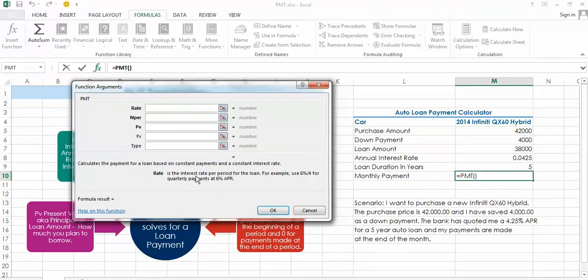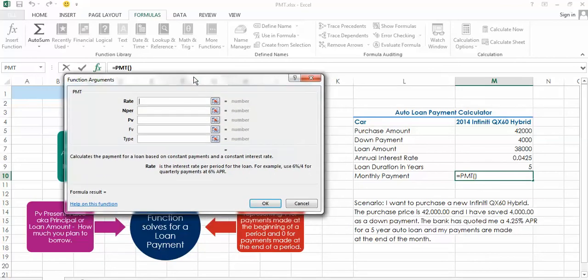Rate is the interest rate per period. And what Excel cautions you to do is if you've been quoted a 6% annual interest rate and you need to make payments on a quarterly basis, you need to divide your annual interest rate by 4. So this is important for us to remember because this is a car loan. And for our car loan, we were quoted an annual percentage rate or annual interest rate of 4.25%. But we want to make monthly payments. So that means we need to convert our annual interest rate to a monthly interest rate. So therefore, for my first argument, I'm going to select the annual interest rate and then divide it by 12.